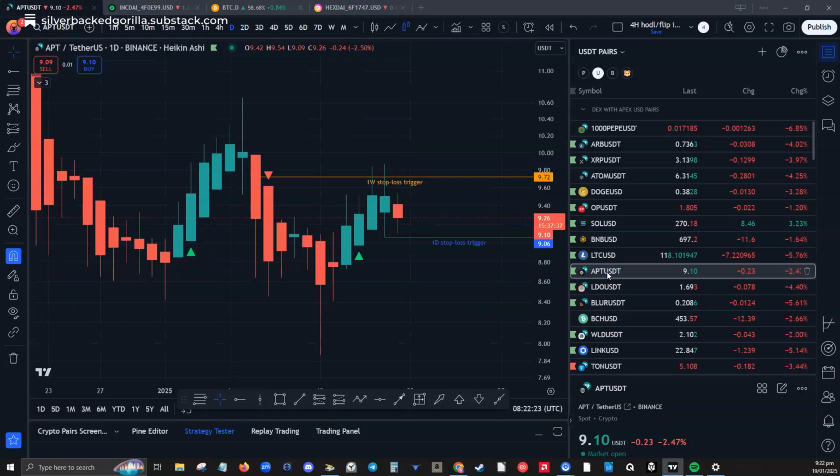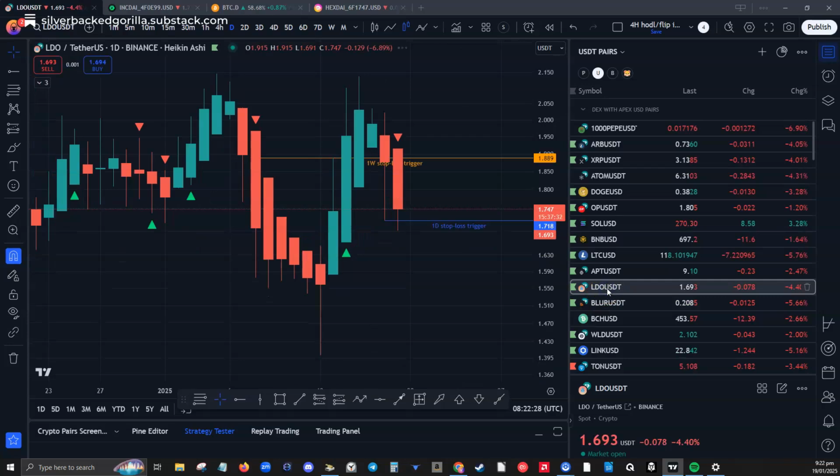So Aptos, we're still in a long. We have moved it from here up to there. Just note the new stop loss level is $9.06.